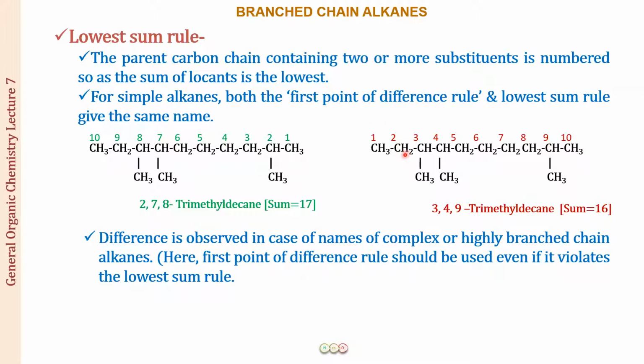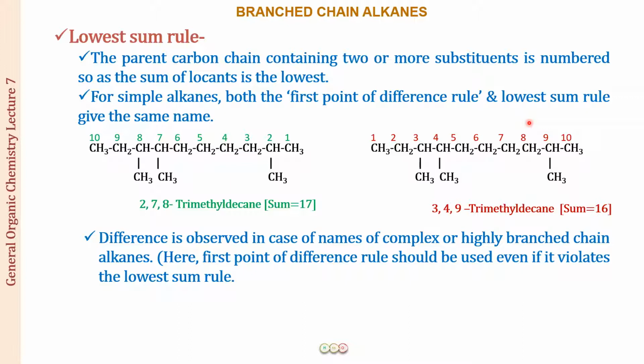Right, on the other side, if you write it, it is going to be again a trimethyldecane, but the positions of the substituents are going to be 3, 4 and 9. Right, now let us use the lowest sum rule. When you add all these locants, you get 8 plus 7 is 15, 15 plus 2 is 17. So the sum of the locants is 17. Here when you do the sum, you get 9 plus 4 is 13, 13 plus 3 is 16. So the lowest sum rule says that this naming should be correct.